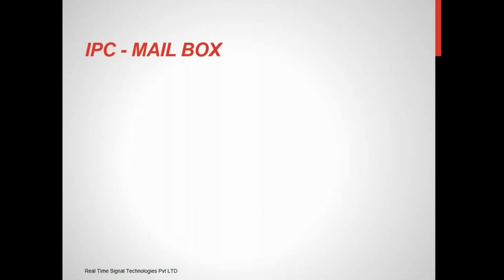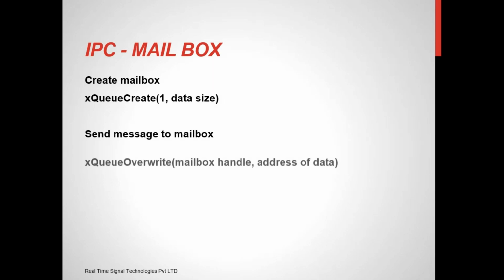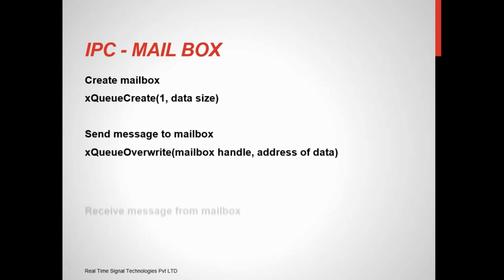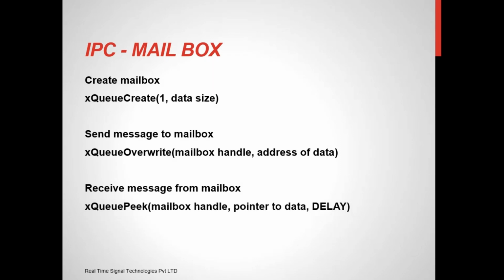IPC Mailbox. Mailbox is also an inter-process mechanism same as queue, the only difference is mailbox has unit size. We can create a mailbox by calling the queue create function and passing one. Here the transfer of message is done one by one, unlike queue where we can pass a number of messages at a time. According to application, we will choose between queue and mailbox.